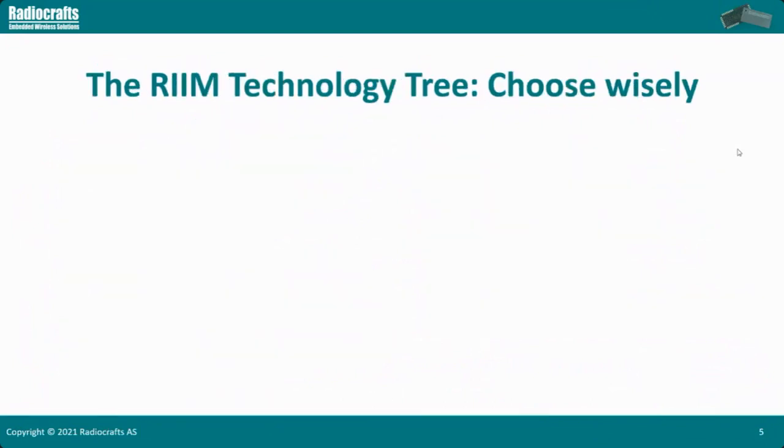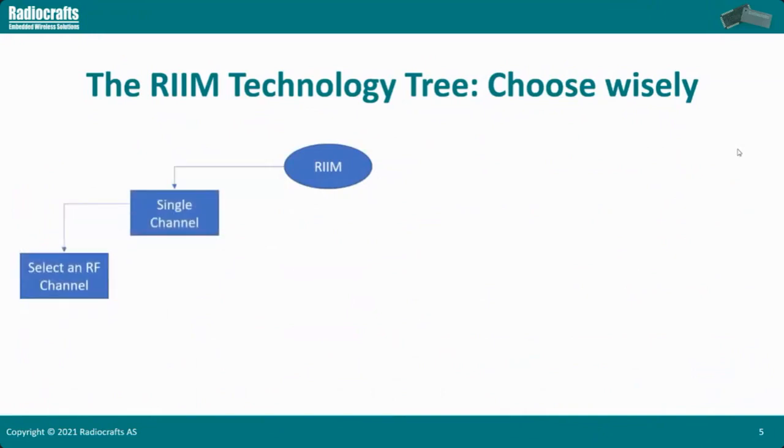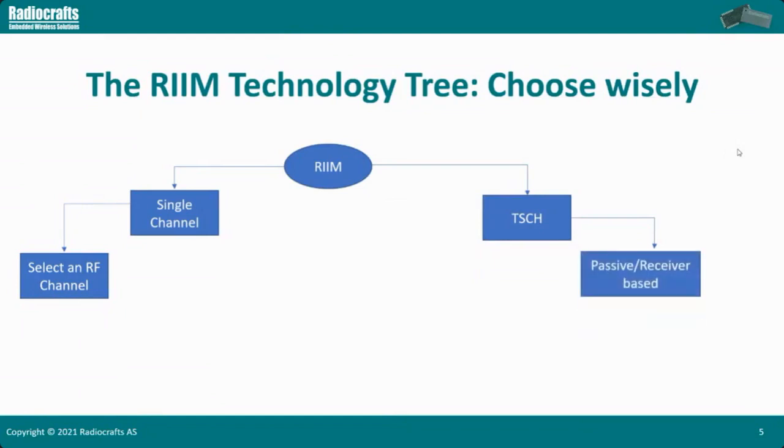So what can you choose in RIIM? What are the options that you can actually choose from? Well, first you have RIIM, then you have single channel mode, which just makes you select one RF channel and you operate on that. But on the other side, now you also have TISH. What options do you have with TISH? Is it only one thing? No, it can actually be roughly divided into two modes.